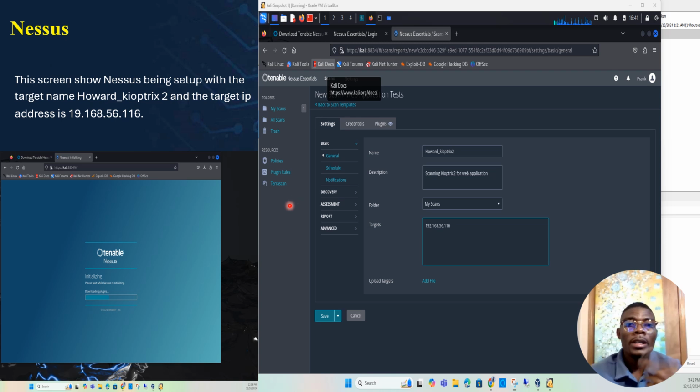Nessus. Again, you see in the slide, Nessus was successfully installed, and I did set up the configuration. We got the naming convention, it was Howard underscore Cartridge2. We got the description, and then we got the target, which is 192.168.56.116. Below, you see that all of the plugins were installed previously, and then the initialization of the plugins was successfully done.